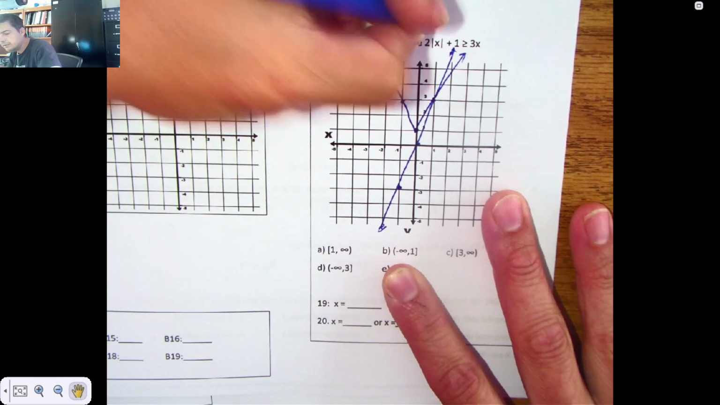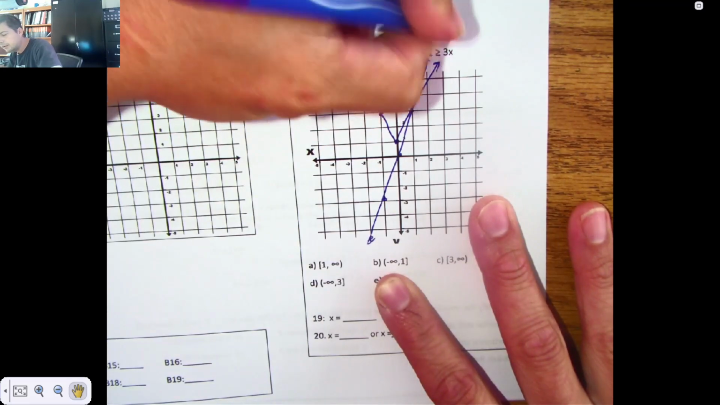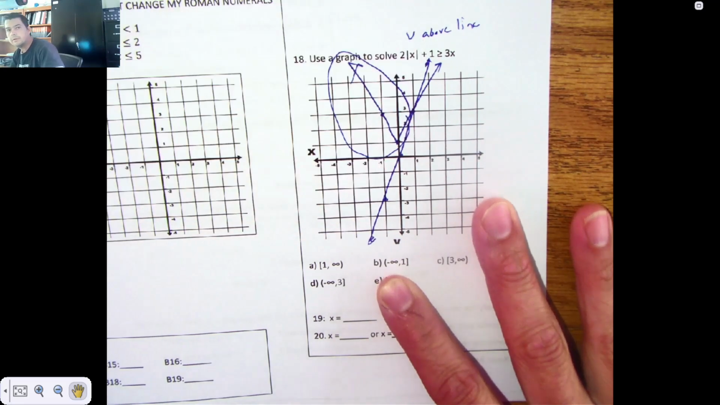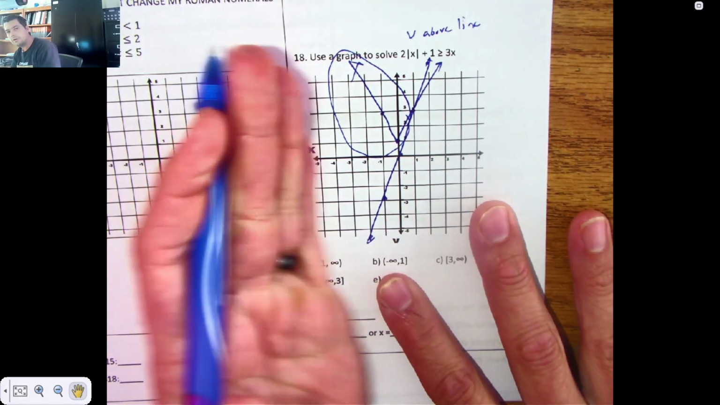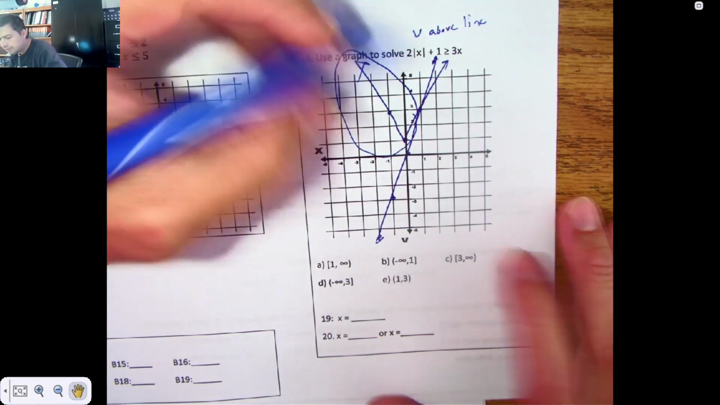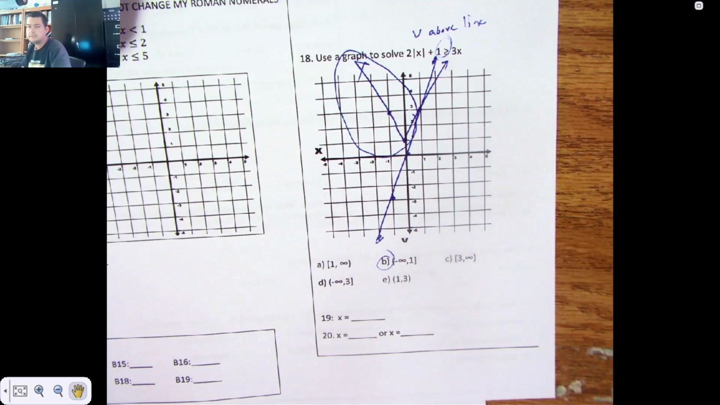The V is above the line over here, from the left all the way up to 1. And we have the equality symbol too, so choice B.